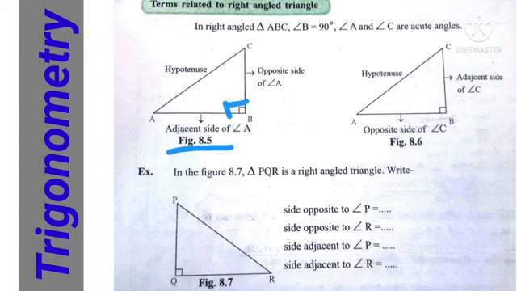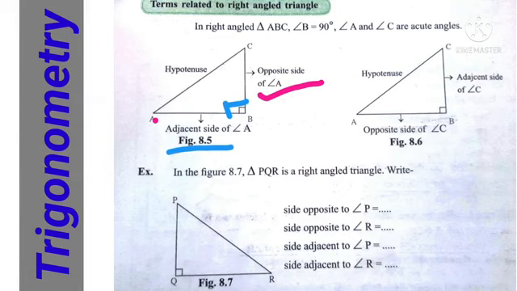Angle B is 90 degrees. Then the side opposite to A is BC. Then the side adjacent to A is AB. You remember only 3 things here: opposite side, adjacent side, and hypotenuse.